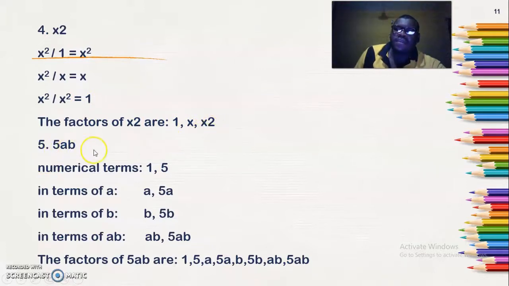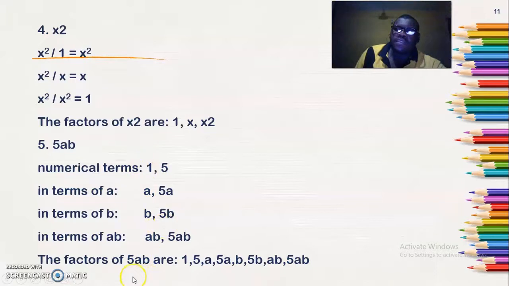Then 5ab. In numerical terms, 5ab divided by 1 gives us 5ab. 5ab divided by 5 gives us ab. In terms of a, 5ab divided by a gives us 5b. 5ab divided by 5a gives us b. Then in terms of ab, 5ab divided by ab gives us 5. Then 5ab divided by 5ab gives us 1.